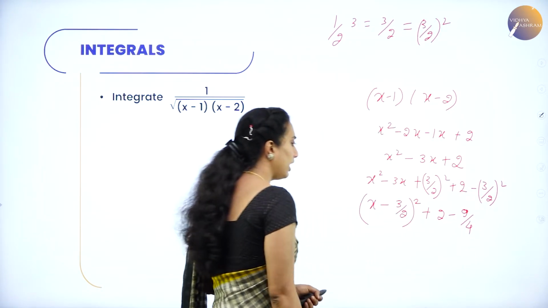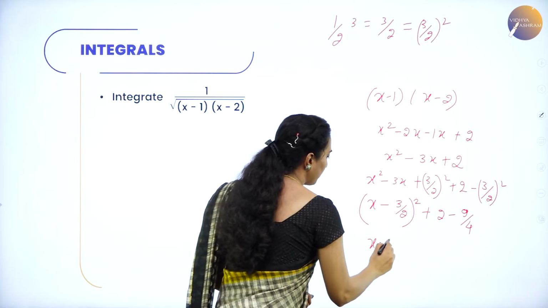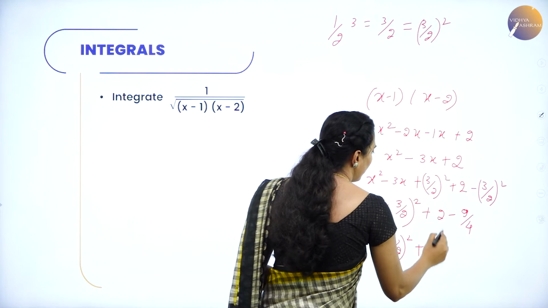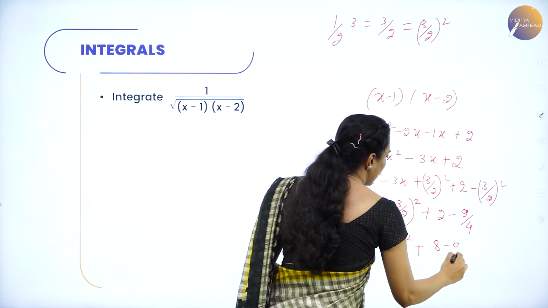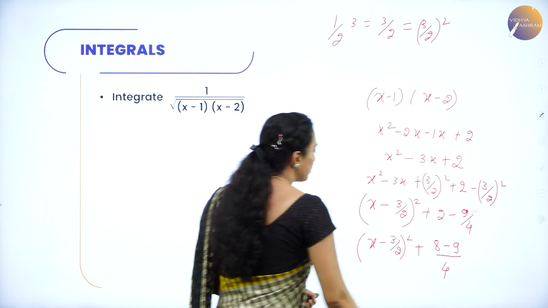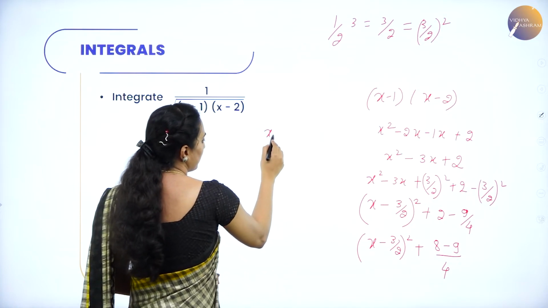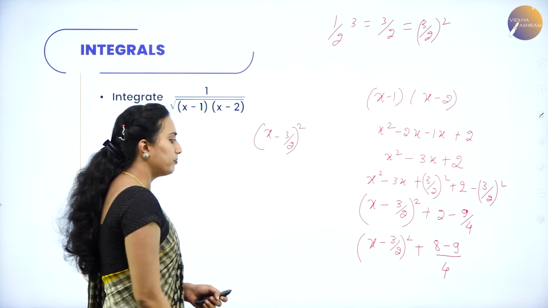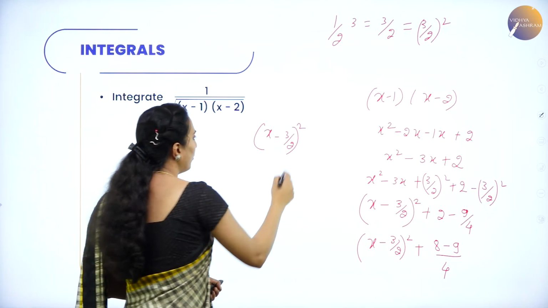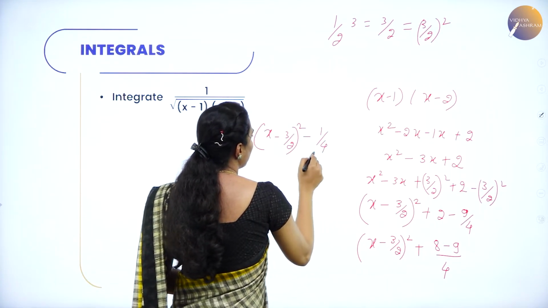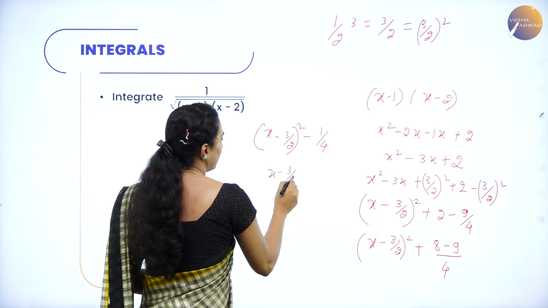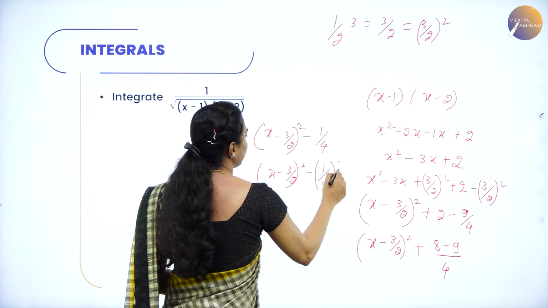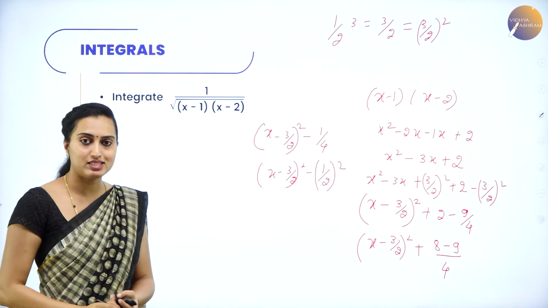Now you can take LCM as 4 there, so which will become (x minus 3 by 2) whole squared, now plus 4 2s are 8 minus 9 divided by 4. So which implies (x minus 3 by 2) whole squared, now 8 minus 9 is nothing but minus 1 by 4, which can be written as (x minus 3 by 2) whole squared minus (1 by 2) whole squared. I hope you understood these steps.